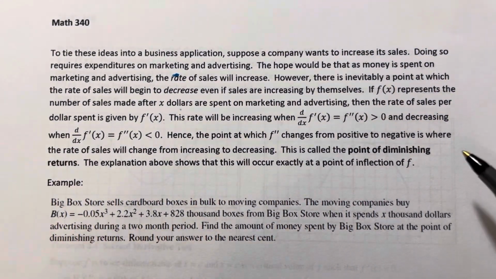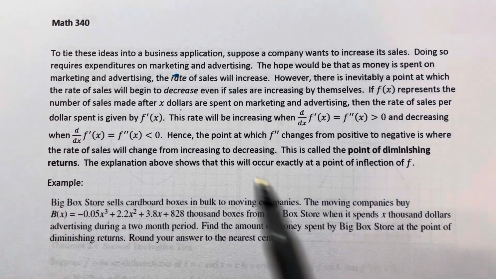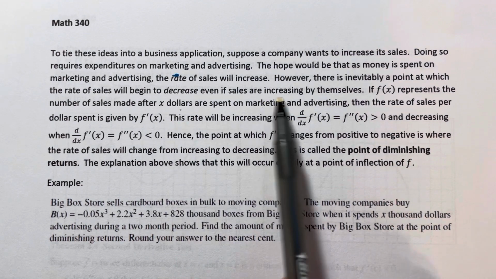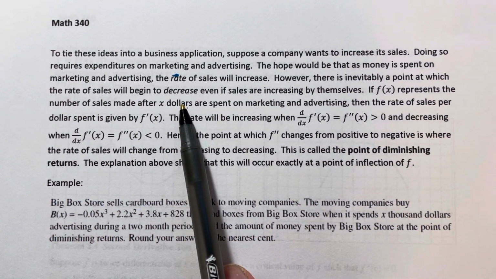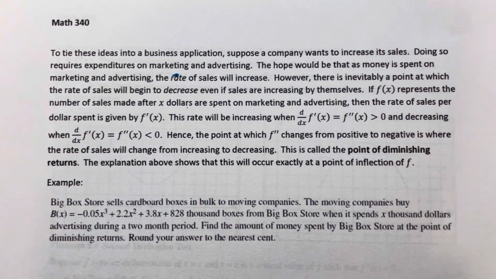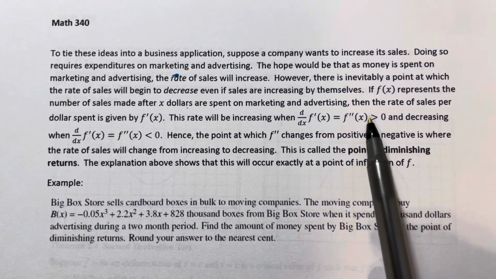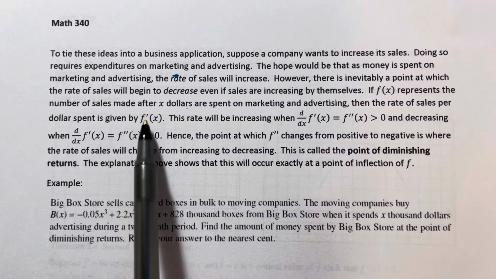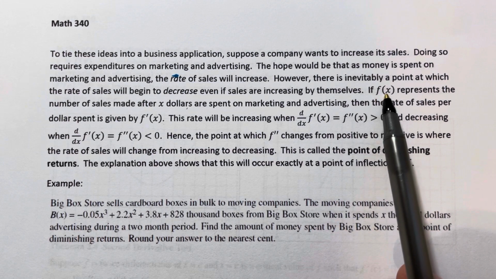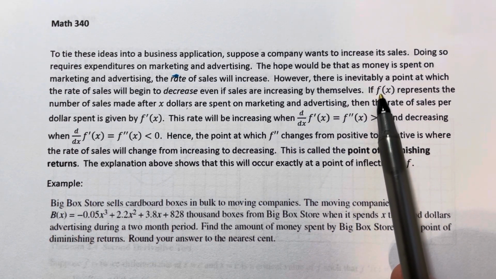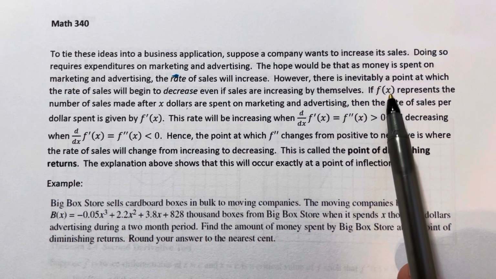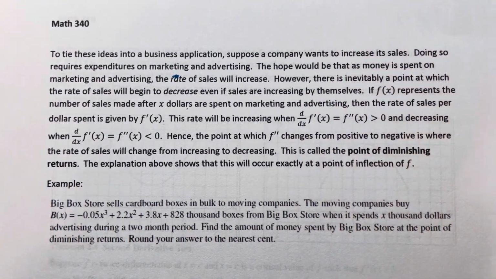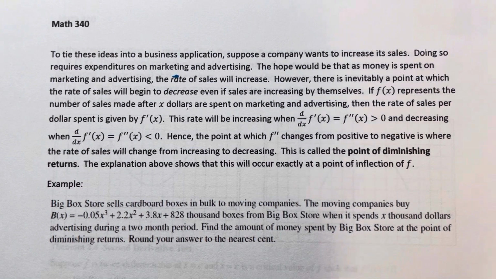So in most of the business examples that we've done, x has represented a number of units sold. We're interpreting x differently now. It's going to be interpreted as the amount of money you've put into marketing and advertising. It's a dollar amount. f gives us the total number of sales after spending x dollars. The rate of sales per dollar spent would be given by f prime, because again, we're looking at a rate of change in f. So if f represents sales for an amount of money spent, then f prime, the units of that would be sales per dollar.